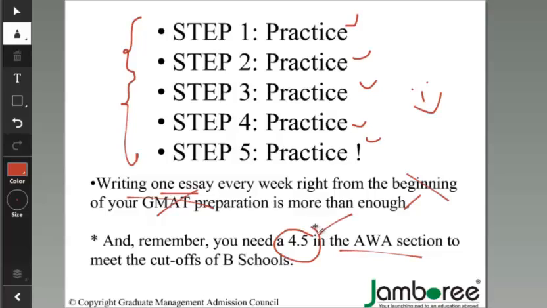Even if you have a 750, 780 and you have a 3 AWA, you are not getting admission in the top business course. You need to understand that. That's how important the AWA section is.